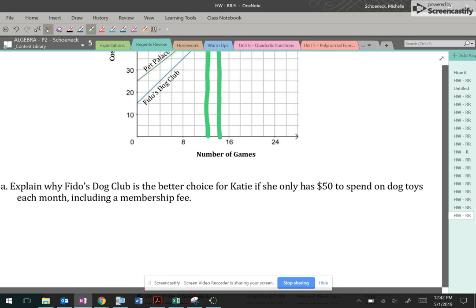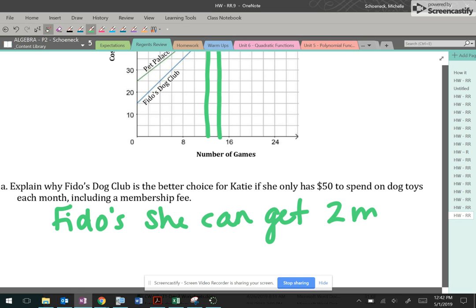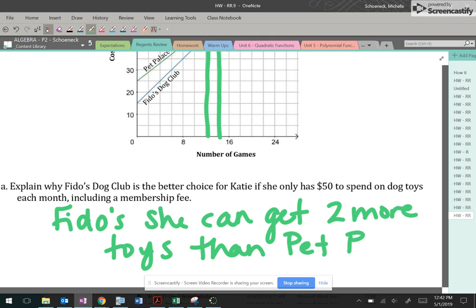Which one is better? Fido's, she can get 2 more toys than Pet Palace.